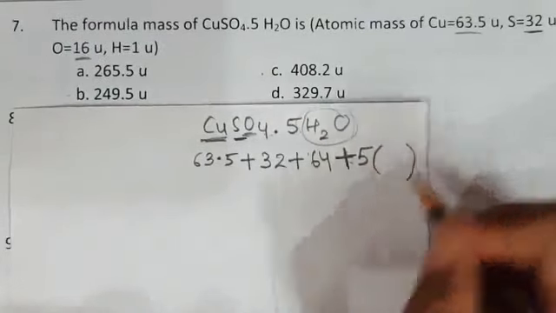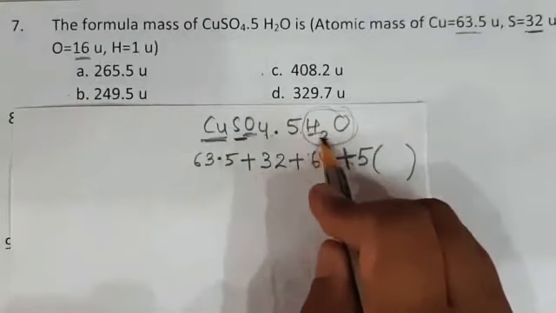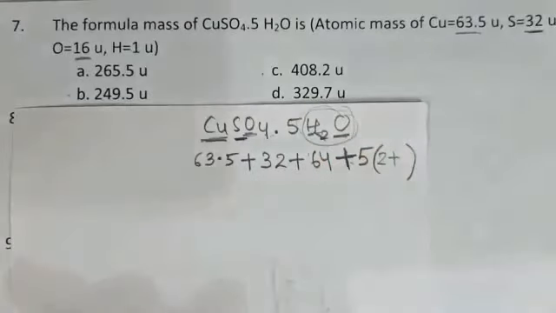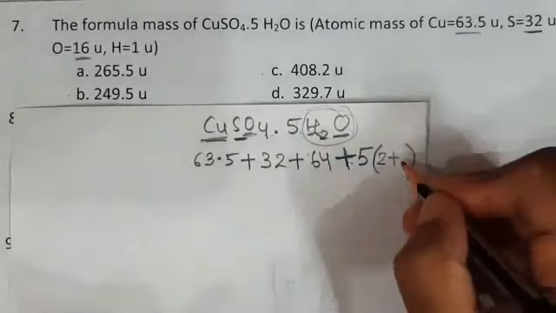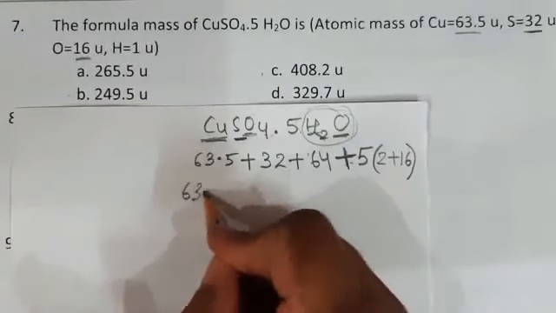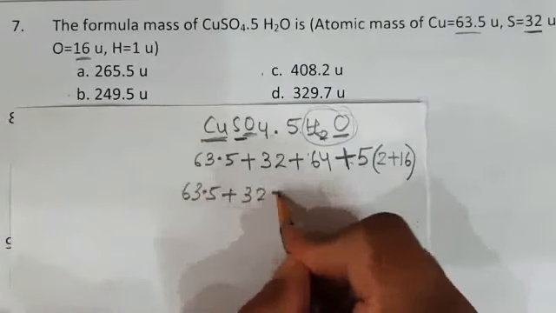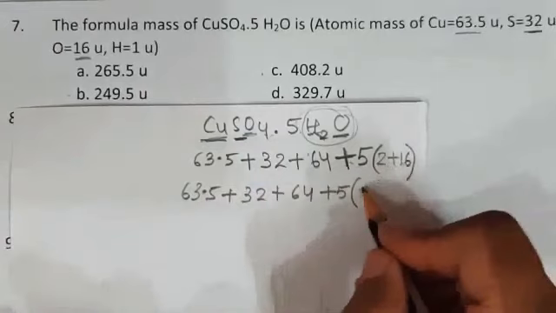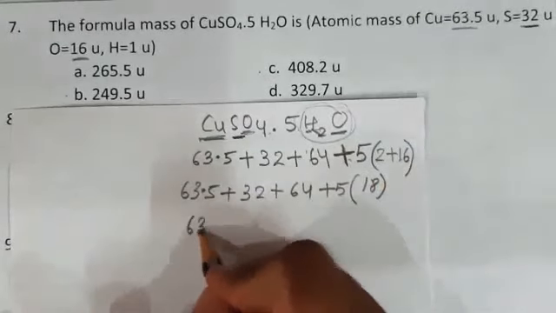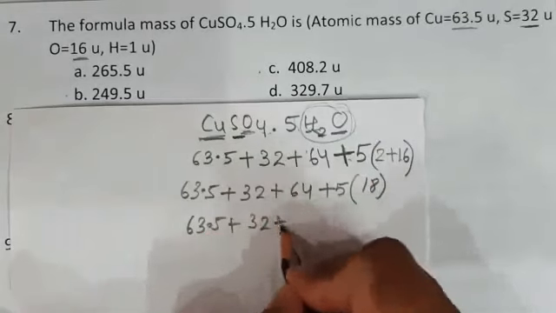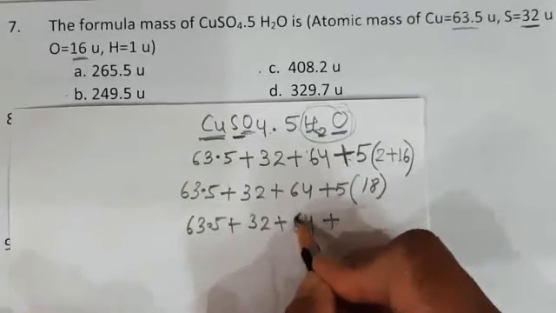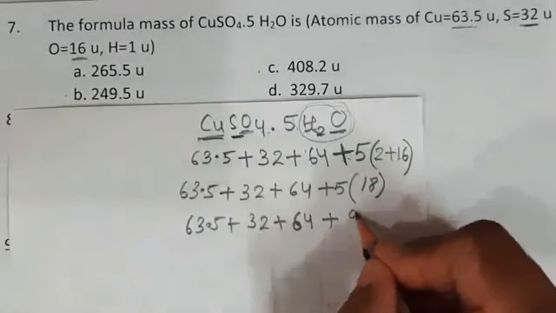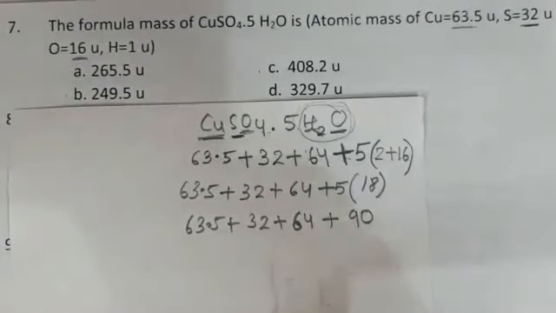Okay, H2O. For H2O, hydrogen 1, 2 hydrogens 2. So 2 plus oxygen, 1 oxygen atom. What is the atomic mass of oxygen? 16. So 2 plus 16, 18. So 63.5 plus 32 plus 64 plus 18 into 5, that is 90. So just add these and calculate the answer.